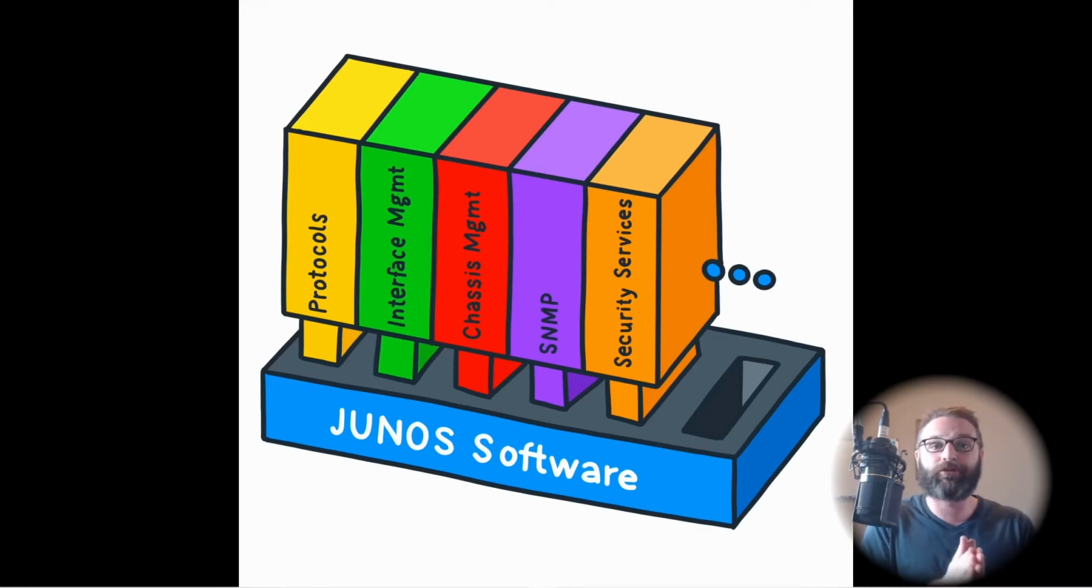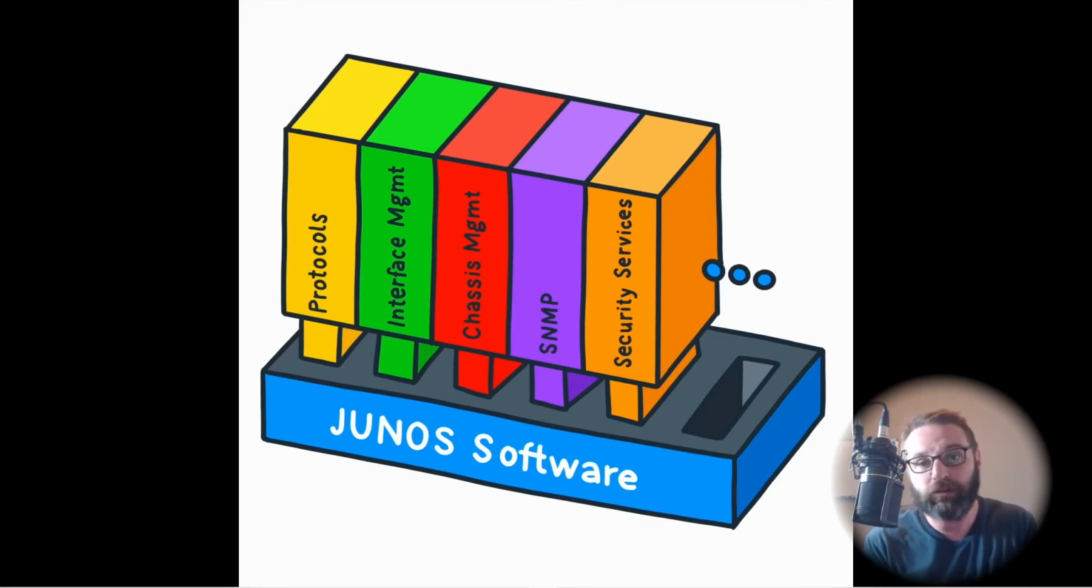That's how the file structure works. That's how the actual mounting systems work. That's how the operating system recovery works, is it all operates based on FreeBSD or Linux. But then we actually look above the Junos operating system software diagram here, and we actually see some familiar words here. We see things like protocols. We see things like interface management. We see chassis management, SNMP, security services. And these are all operating as their own unique services or processes within the operating system itself.